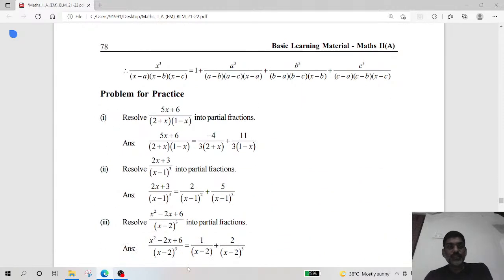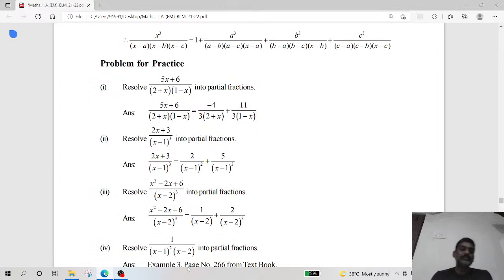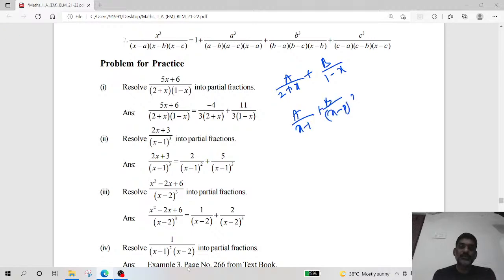Next one is problems for practice. 5x plus 6 by 2 plus x into 1 minus x. So how do we do this? We can do it as a divided by 2 plus x plus b divided by 1 minus x, taking LCM and simplification. Next, question number 2. 2x plus 3 by x minus 1 whole cube. This is a by x minus 1 plus b by x minus 1 whole square plus c by x minus 1 whole cube. Okay.